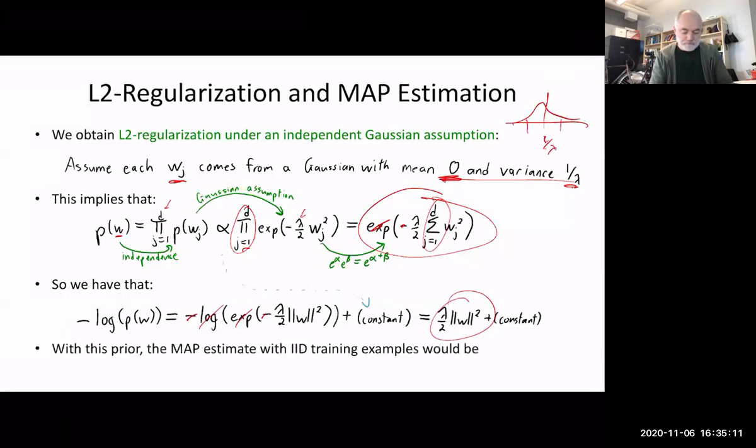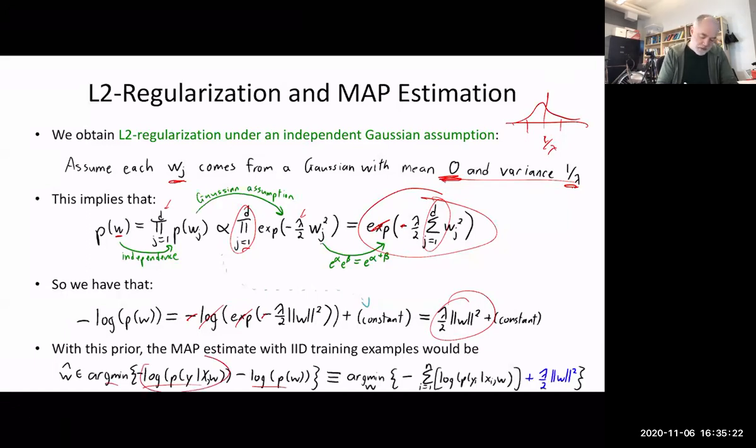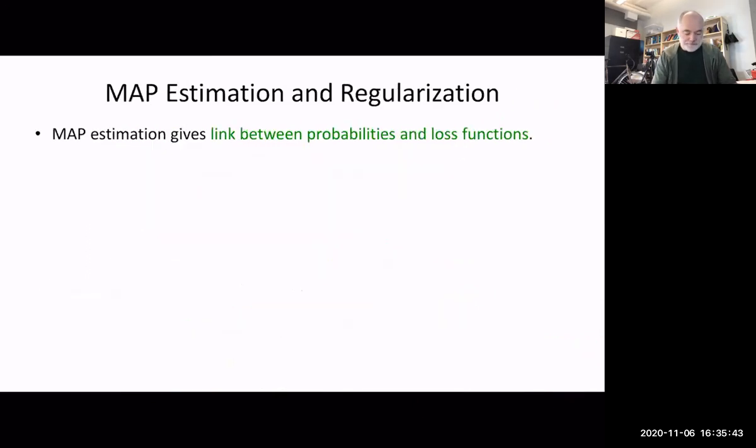Okay, cool. So with this prior, MAP estimation with IID training examples looks like this. So we have our argmin of negative log likelihood terms minus the log prior. Well, we already dealt with this. That's what we had before, but now we have our regularization term, right? So it's exactly the loss plus regularizer when we did L2 regularized least squares. Okay, cool.